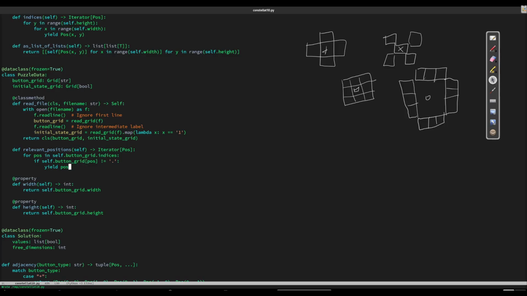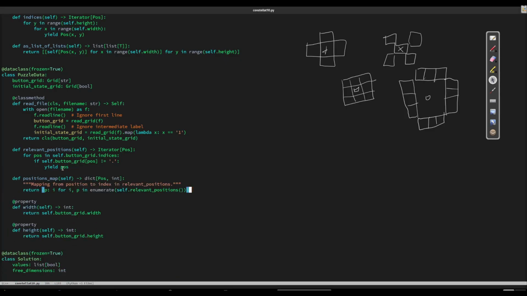In the handwritten examples we did earlier, we used capital letters to label the lights. In this program, we're going to use the two-dimensional grid coordinates. On top of that, the order of the lights produced by this generator method is going to correspond to the order of lights in our matrix and vector representations. So the relevant position function, despite how simple it looks, serves as a source of truth for a lot of the puzzle's logic. To make that more explicit, we write a function called positionsMap that produces a mapping from the position labels to the index in a vector. This can be done with a simple dictionary comprehension.